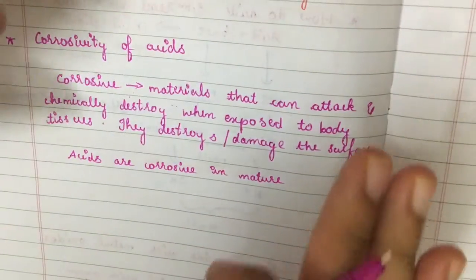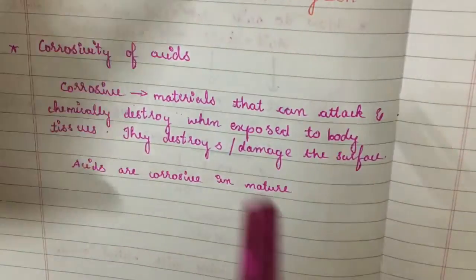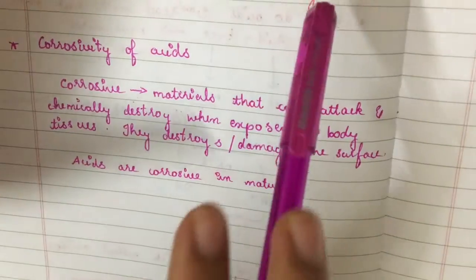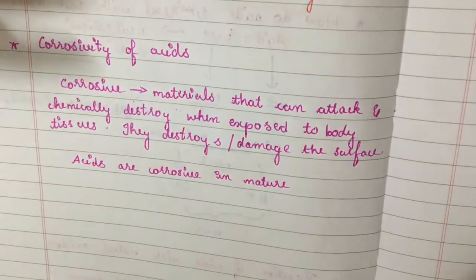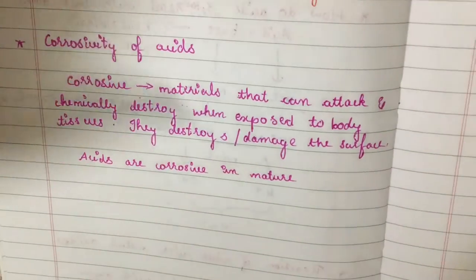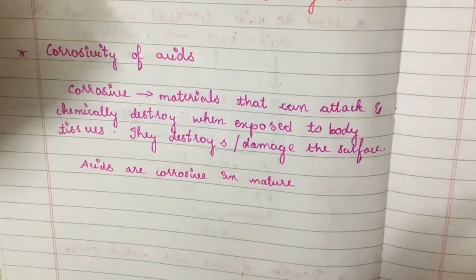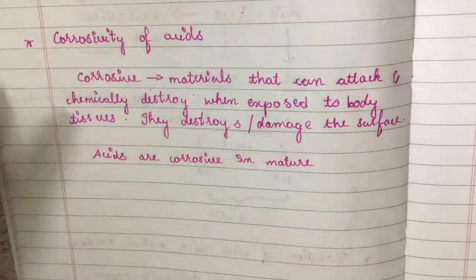As you have seen in the textbook, there is a picture which is red and yellow in color, and as you have seen in this picture, when acids fall on any other object, they will damage it, or they will make the surface corroded.